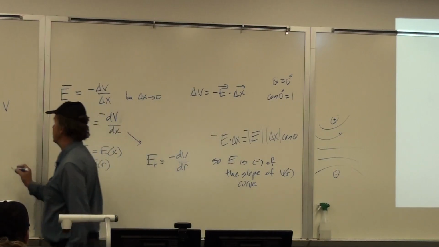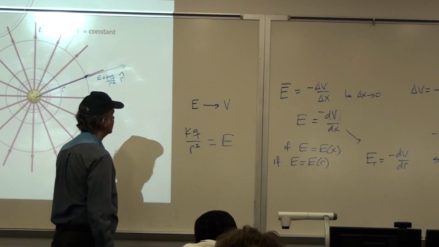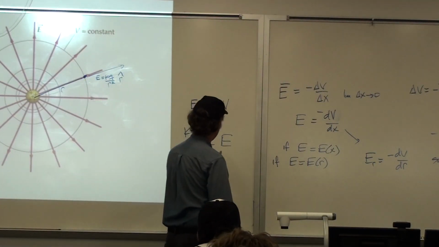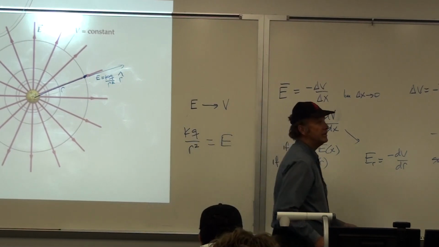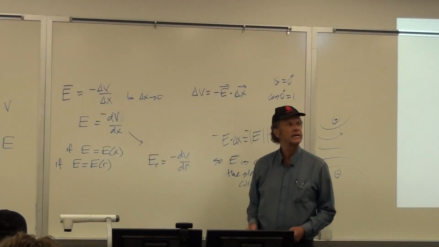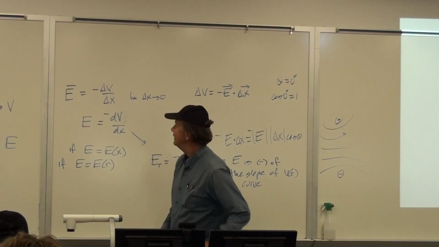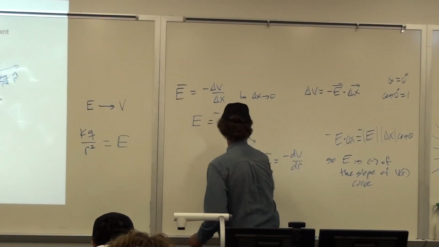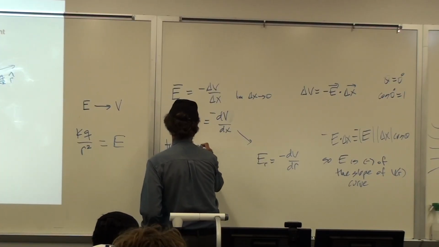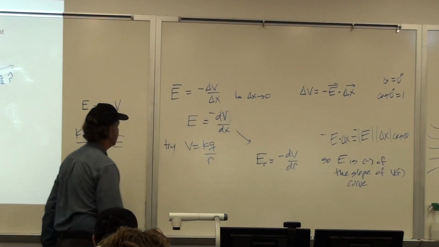And so if we know that the electric field E is equal to KQ over R squared, then we should be able to figure out V by just thinking, well, what function can I take the derivative of that'll give me that? And so let me think. Well, I could guess the wrong answer, but I'm going to guess the right answer. Let's try V equals KQ over R. Let's just see if that works.